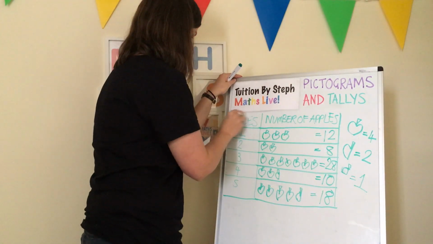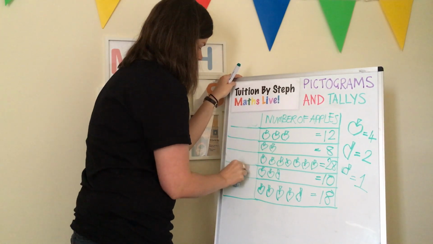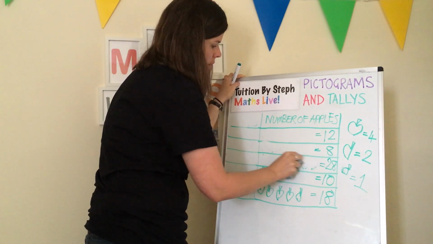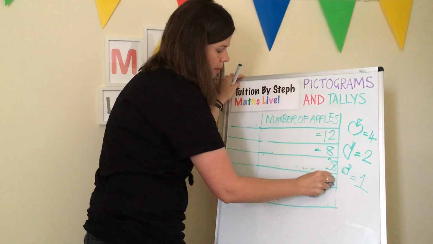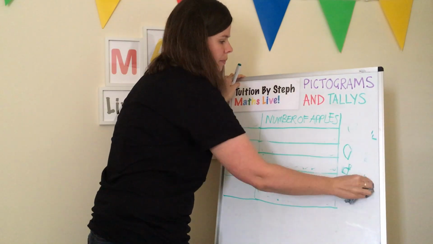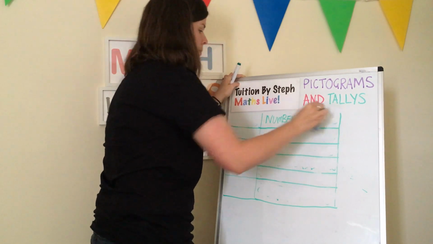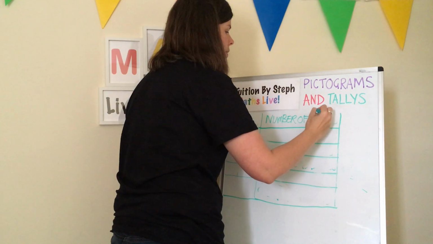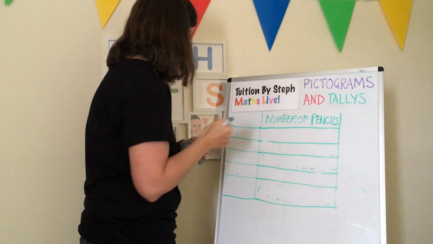Right. What I'm going to try and do is just rub out this bit and keep my very, very rough outline of my diagram. There we go. So the next one, as an example, I'm going to say number of pencils. Number of pencils.